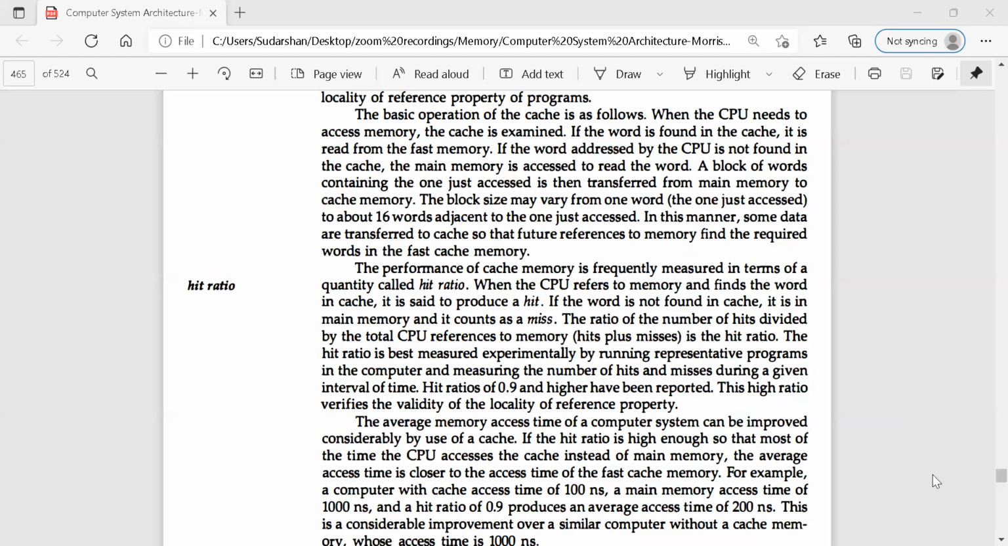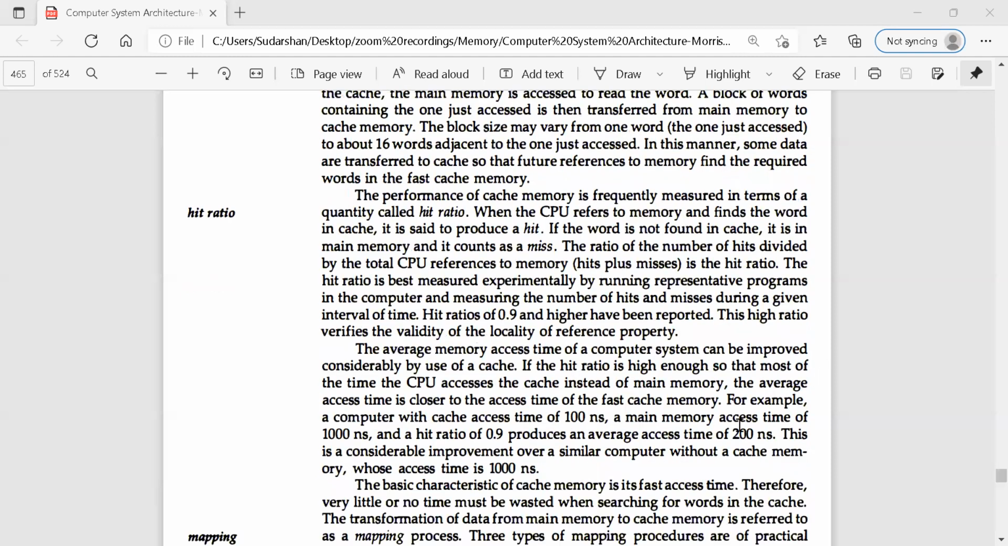Now you calculate the time taken. Probably I could put it this way: 90% is available, assuming it is 90 words. Out of 100 words, 90 words are available in cache. So 90 into 100 nanoseconds is the numerator, and 10% of the time it is not available. In that case, the total time taken is 90 into 100 nanoseconds plus 10 into 1000 nanoseconds for accessing the RAM. If you calculate the average time taken, it is roughly around 200 nanoseconds.